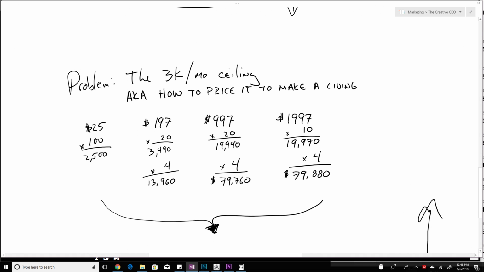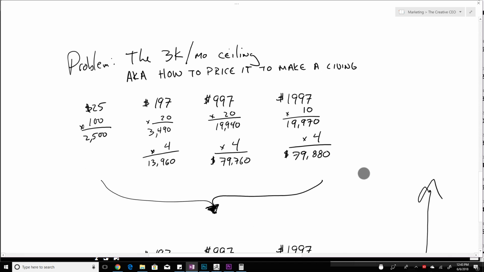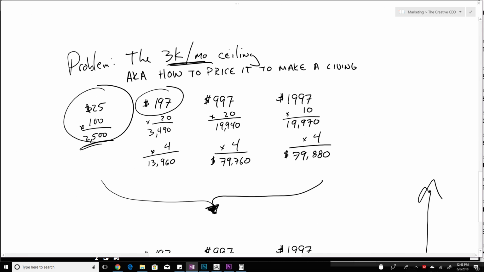Now, the key thing to understanding this and how you build pricing is looking at this problem that happens with a lot of the people I know. They get into this kind of 3K ceiling because they'll do a $25 product and they'll get about 100 people a month. And so they get about $2,500. Maybe they try things out. They get a little jumpy and they're like, I'm going to charge a little more. So they come in and create a $200 product. The conversion rate drops down and they're still somewhere around 3,000.